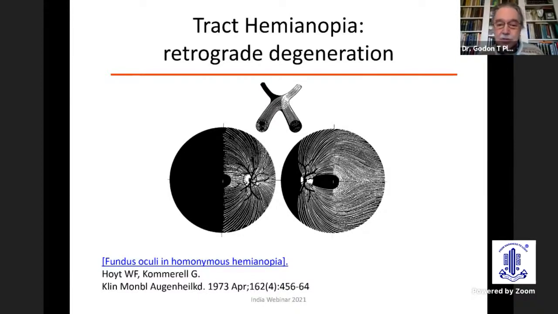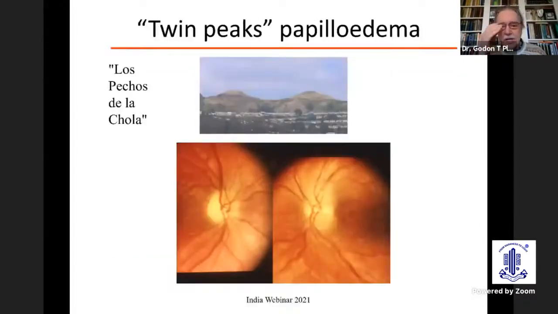And Bill Hoyt produced this lovely figure explaining the pattern of loss with a homonymous loss in one eye and band atrophy in the other. And I find it easier to explain band atrophy to people in cases like this, which is so-called twin peaks papilloedema, because here is the band atrophy. There are no nerve fibers here, so we can only get papilloedema at the upper and lower poles.